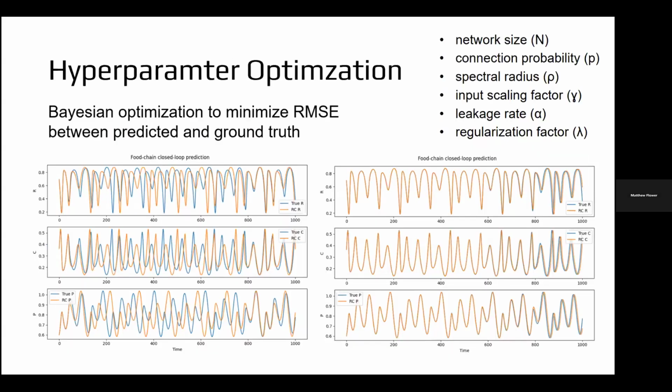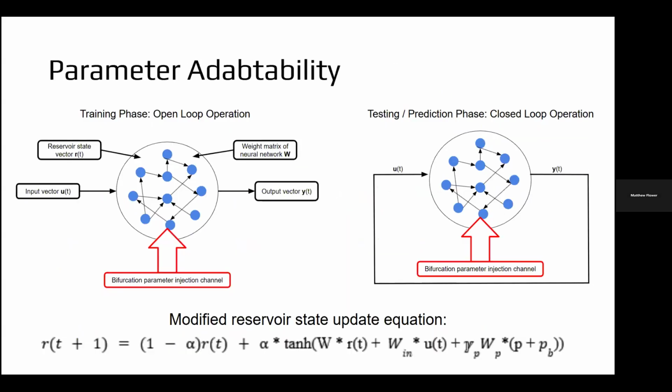We were able to improve our predictive capabilities by undergoing hyperparameter optimization, which had a significant impact, as seen in the figure. And finally, we added an injection channel into our reservoir so that the system can predict across multiple parameter regimes. This is what allows us to anticipate when the system is approaching collapse.